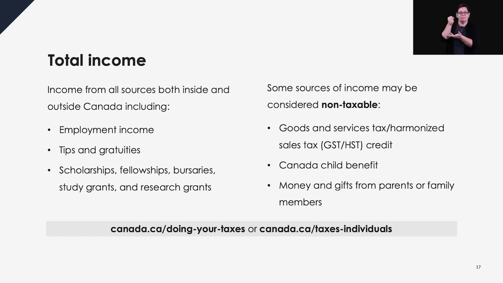Note that in Canada, some sources of income are non-taxable and do not have to be reported on the income tax return. Non-taxable income can include payments for goods and services tax, harmonized sales tax credit, commonly called the GST HST credit, and the Canada Child Benefits. Money or gifts from parents or family members are also non-taxable. For more information, visit canada.ca/doing-your-taxes and canada.ca/taxes-individuals.